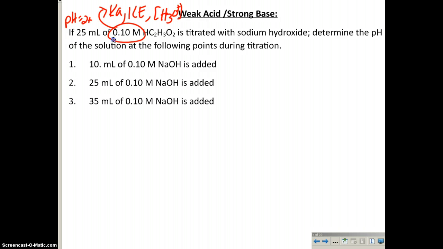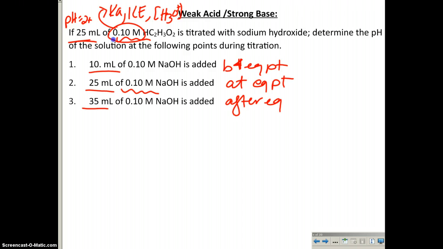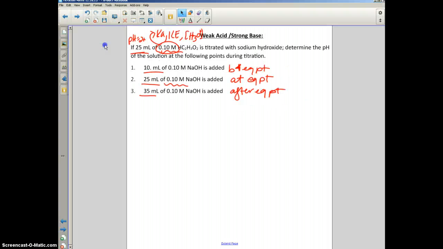But in this situation, we have another scenario where some of the sodium hydroxide has been added. This is before the equivalence point. We have a point where we have 25 mL of the sodium hydroxide and we're starting off with 25 mL of the weak acid. This only works out because we have the same molarity for both the weak acid and the strong base. This is at the equivalence point. And then after the equivalence point, when 35 has been added, we're going to see that we have a fairly high pH. So let's walk through this one.